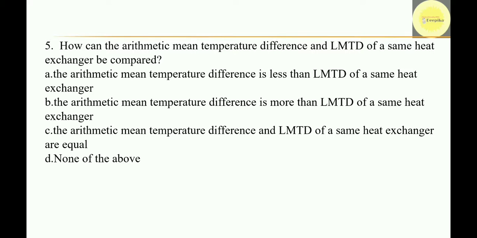Next question is, how can the arithmetic mean temperature difference and LMTD of the same heat exchanger be compared? Option A, the arithmetic mean temperature difference is less than LMTD of the same heat exchanger. B, the arithmetic mean temperature difference is more than LMTD of the same heat exchanger. C, the arithmetic mean temperature difference and LMTD of the same heat exchanger are equal. And option D, none of the above. So the answer is B, that is the arithmetic mean temperature difference is more than LMTD of the same heat exchanger.